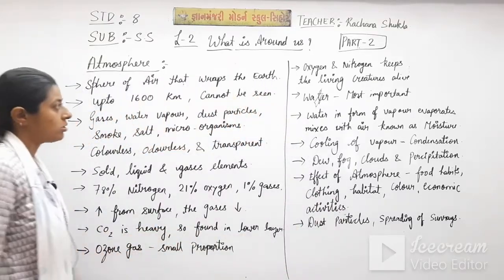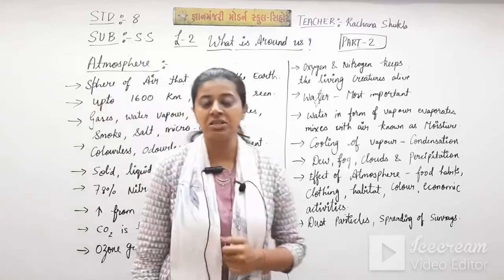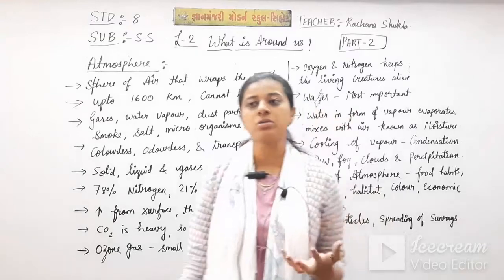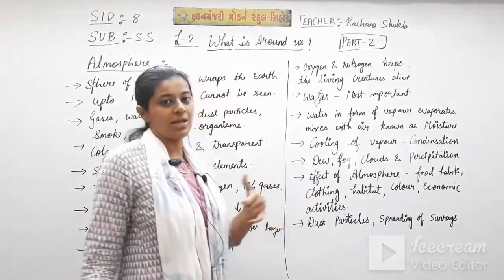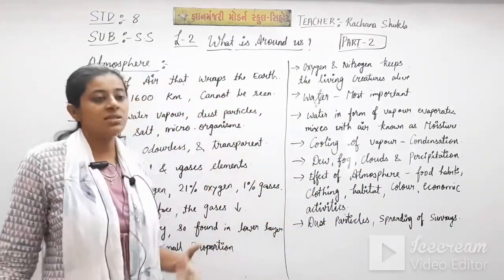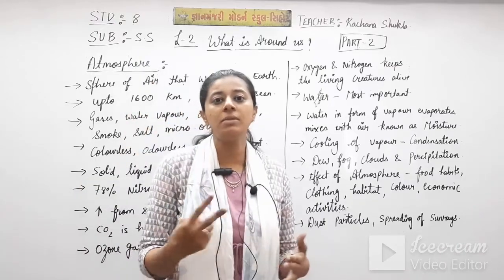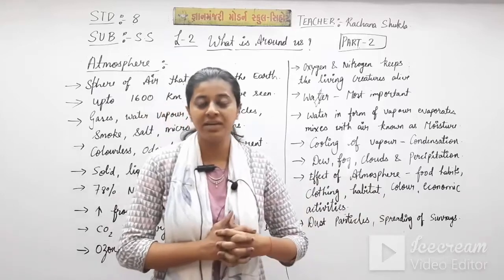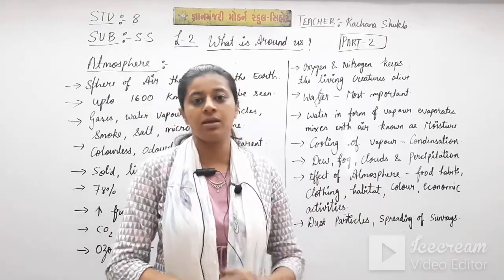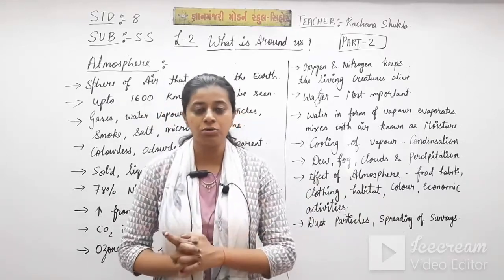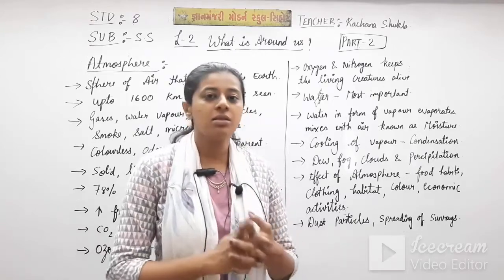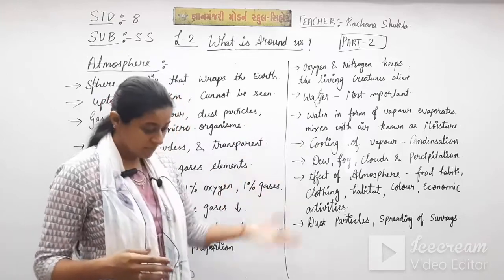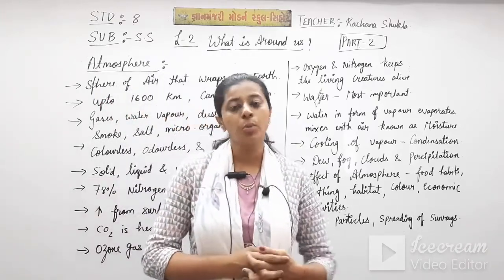Now talking about the proportion of oxygen and nitrogen. Nitrogen is 78% and oxygen is 21% in the atmosphere, and oxygen and nitrogen are the two main important gases that keep living creatures alive. I repeat once again, oxygen and nitrogen are the two gases in the atmosphere that keep the living creatures alive.